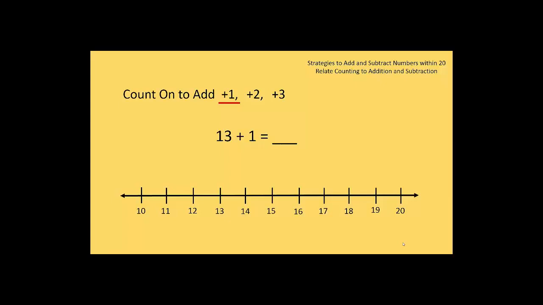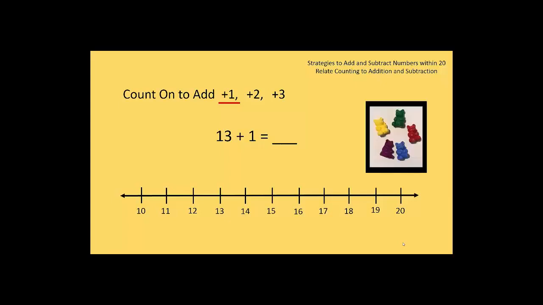At first, students will use objects such as counting bears on the number line to model counting on. Placing the object on the number 13, they count up 1, which is 14, building the understanding that adding one more to 13 is equal to 14.